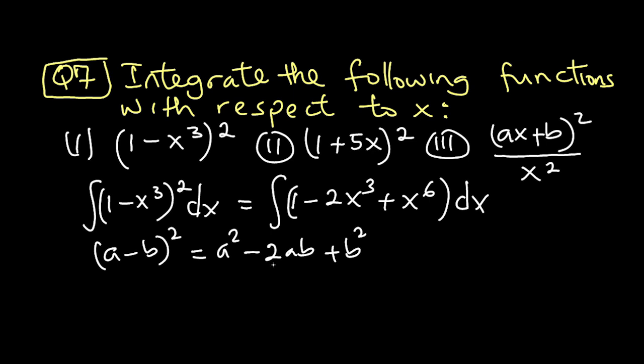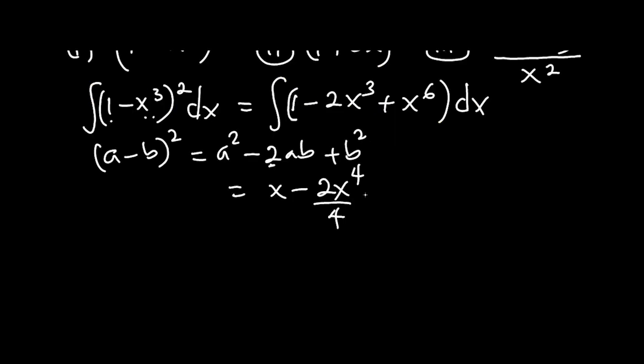I know that will be invisible 2 here, and then this is my a, this is my b, the last one, you square that. So if you do the integral for that, we are going to have integral of 1 with respect to the function, we have x, then this will be minus 2x to the power 3 plus 1, that's 4, over 4, then plus x to the power of 6 plus 1, that's 7, over 7, then plus the constant.